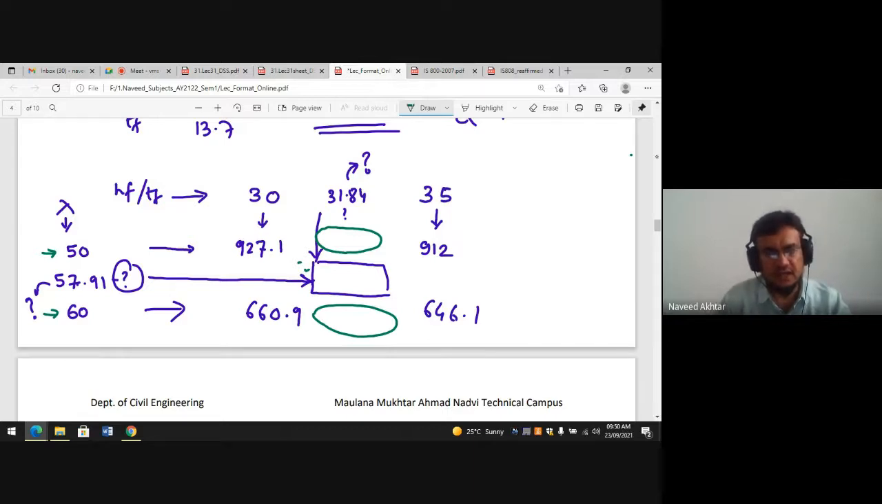I will take this higher value. If I write down 927.1 minus, 57.91 minus 50 divided by 60 minus 50, into extreme value, 927.1 minus 912.